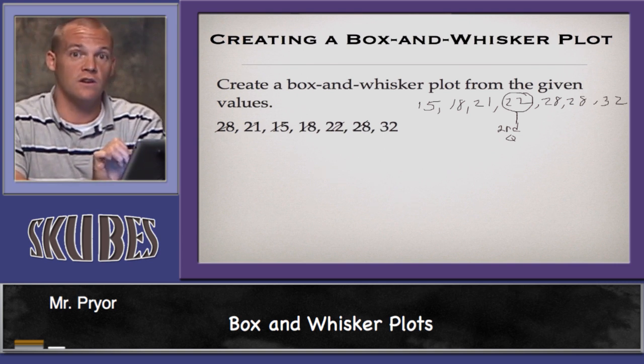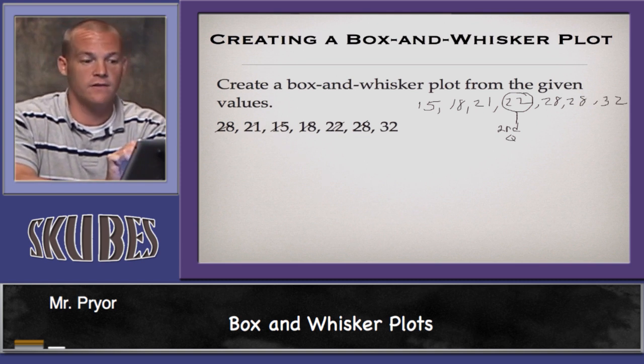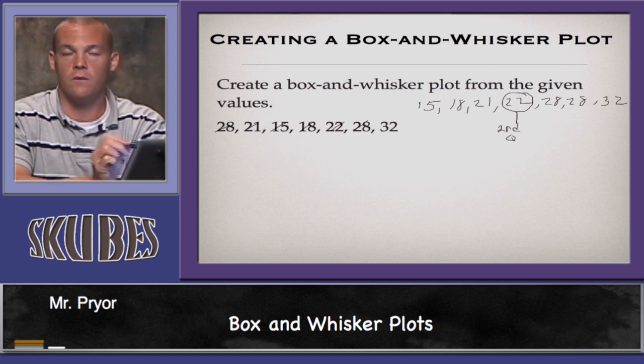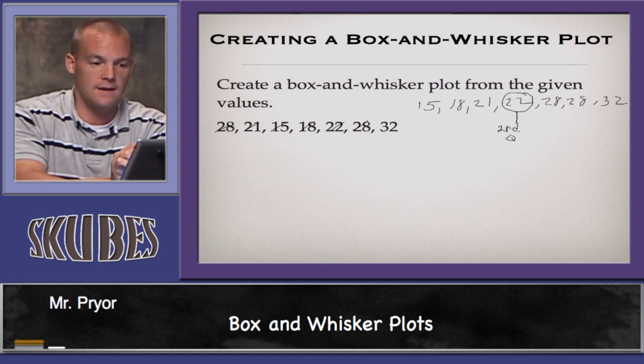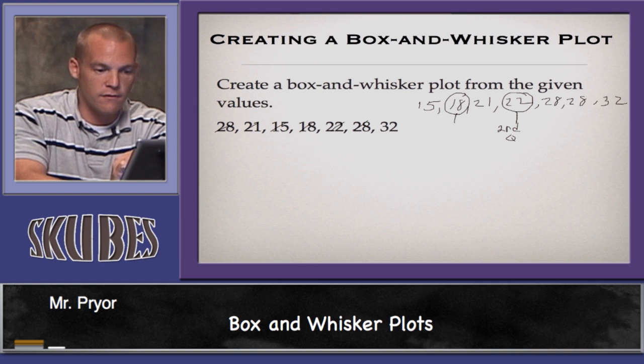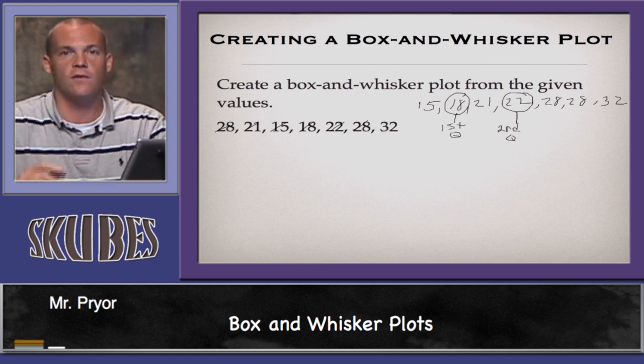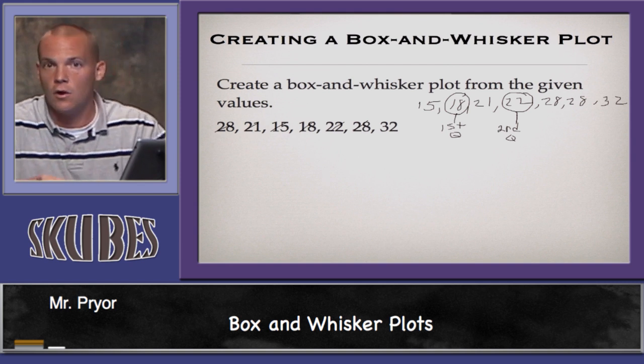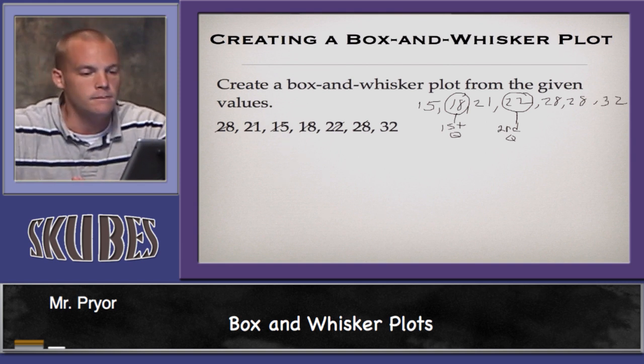So now we're going to do the exact same thing. We're going to find the median number of the lower half. So looking at 15, 18, and 21, which one falls in the middle? Well, 18. So I'm going to put a circle around that, draw a little line down. I'm going to put first Q. Okay, the first quartile is also referred to as the lower quartile because it's the lower numbers below the median.